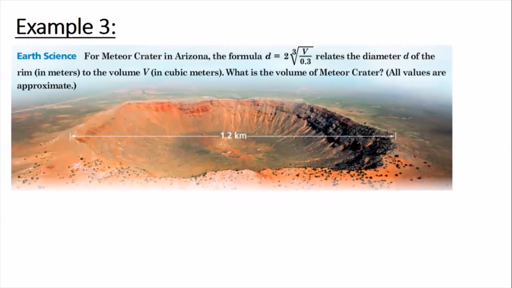All values are approximate. Okay, well, notice here how our diameter that's given to us is in kilometers. But what are the values in the formula? Meters, right? The values in the formula are in meters. So before we can do anything, what will we need to do?